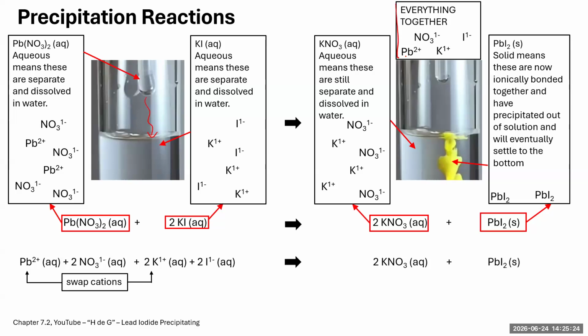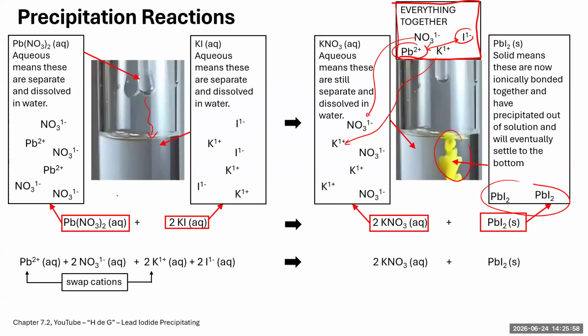So when we drop that lead 2 nitrate in, it can now combine with the potassium iodide because all of these are in the tube together. As soon as those two aqueous solutions touch, those are all now floating around. And what happens is lead and iodide come together and form a solid. That's that yellow right here. Potassium and nitrate are still just floating around doing absolutely nothing.